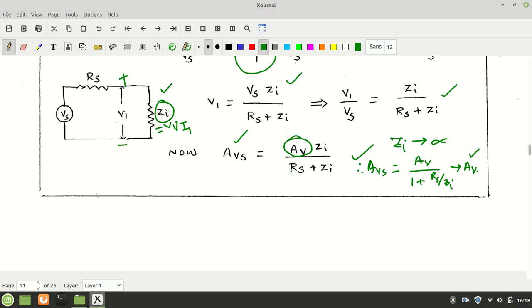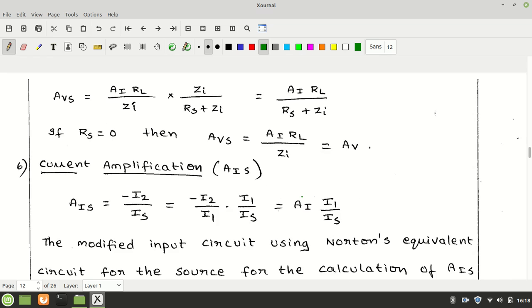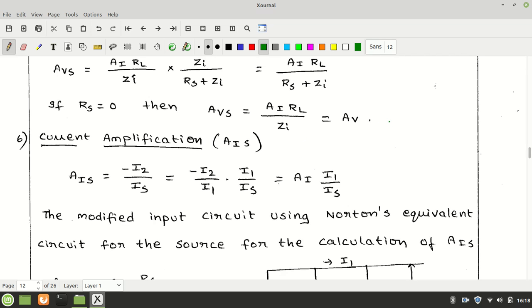So for a faithful or efficient amplifier, the input impedance should be made very large so that we can make use of the circuit as much as possible. It is written here. Or you can make Rs equal to 0 also, but Rs equal to 0 is not physical, because any battery should have internal resistance. So this can also be formulated from here.